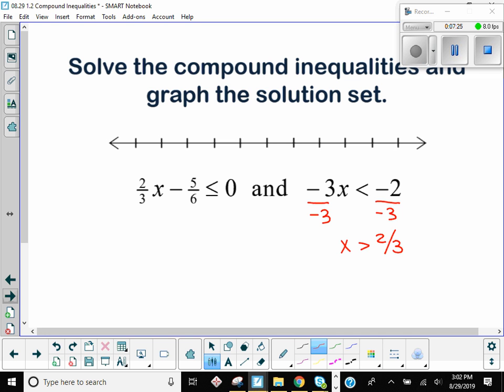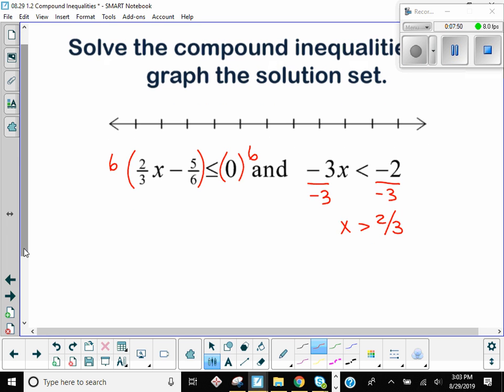All right. Let's talk about the left one. What don't I like about the left one? It makes me grumpy all day. The fractions, right? So we want to get rid of the denominators. What number do 3 and 6 go into that's bigger than them, or equal to? 6, okay. So we're going to multiply both sides by 6. What other numbers could I have used? 12. Absolutely. We're going to do 6.